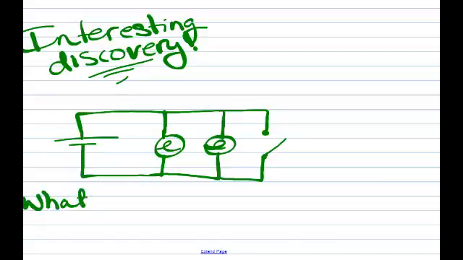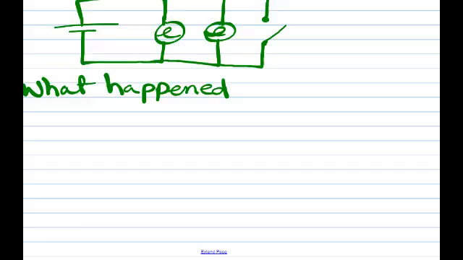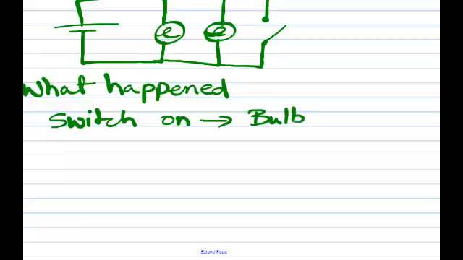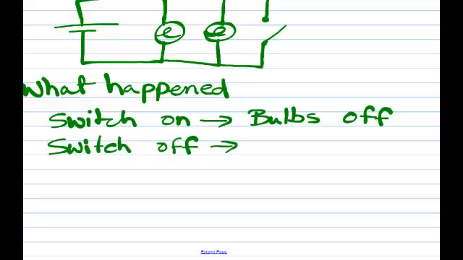So let's describe here what happened. It's pretty odd. When the switch was on, the bulbs were off. And when the switch was off, the bulbs came on. Why would that do that? So we had what we call a reverse switch, where the switch does the opposite of what it's supposed to do. Kind of like a not gate.